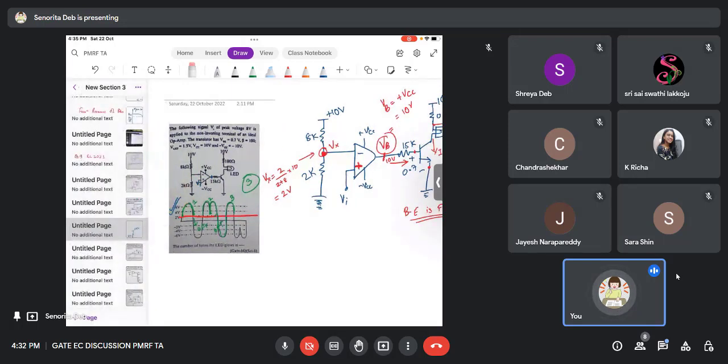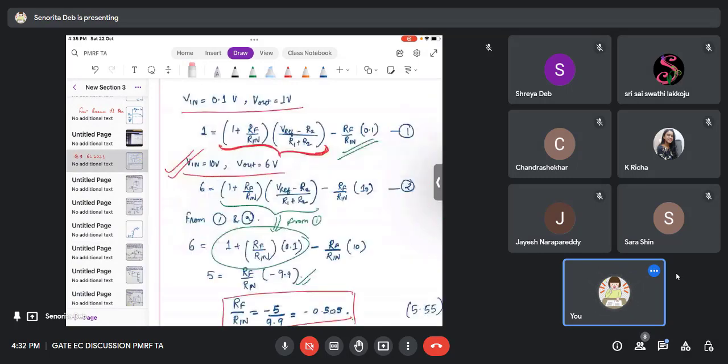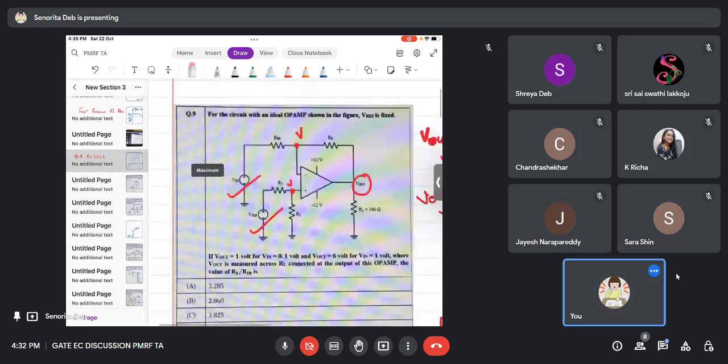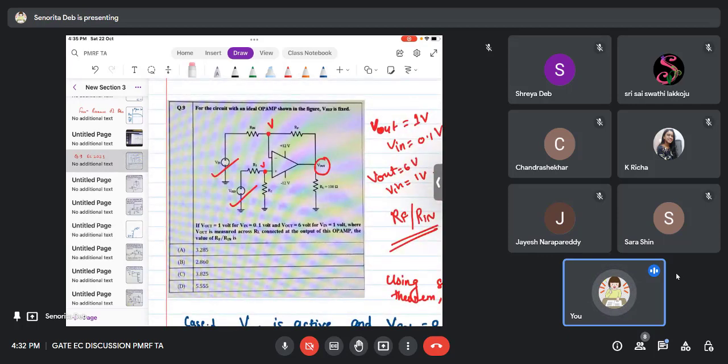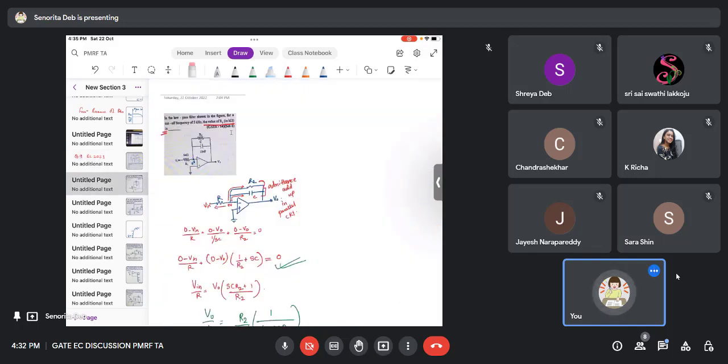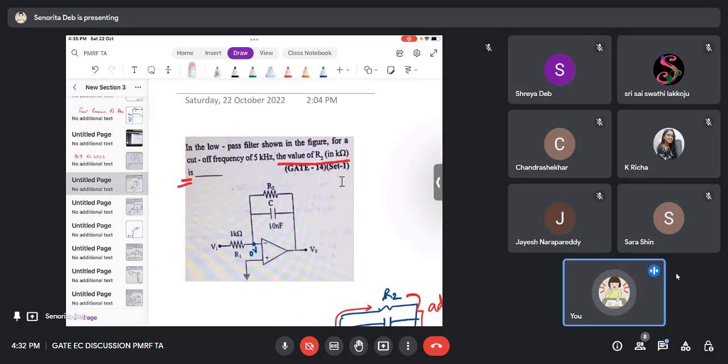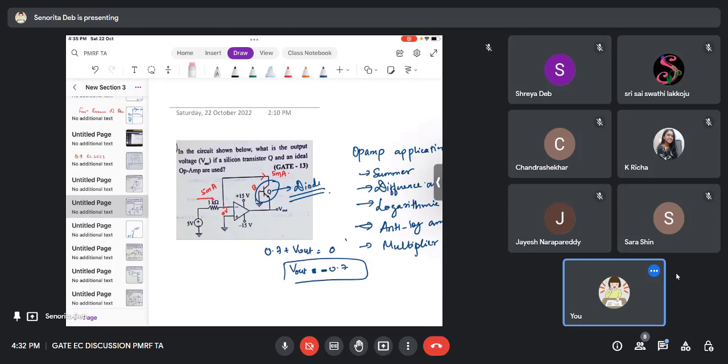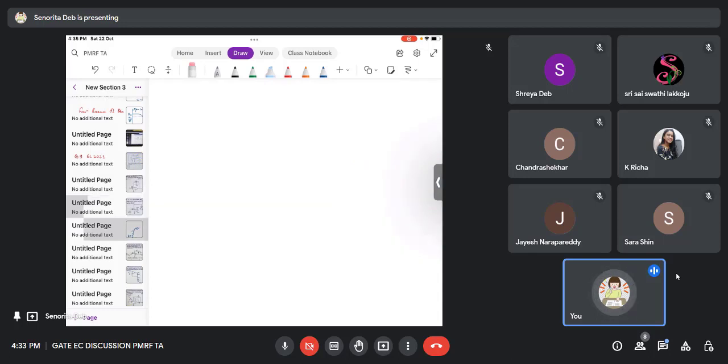So we saw the first question where we applied the superposition theorem. There were two sources and we applied superposition to solve it. The next question was a frequency response kind of question, a low pass filter was given and R2 is asked, frequency is given, so this was an easy question. The next question we saw was a logarithmic amplifier, that is also an easy question. This was a 1 mark question in GATE 2013. And this is the next question that we saw.